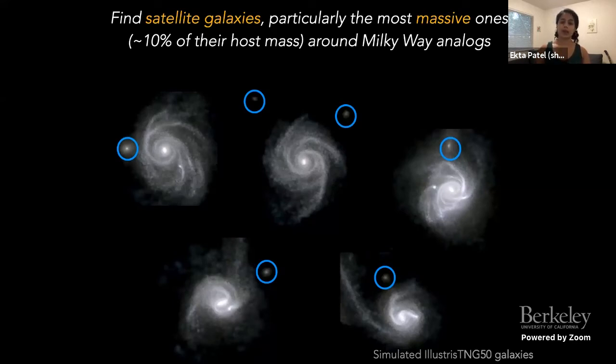And again, to remind you what I mean by a massive satellite, I'm talking about satellite galaxies that are about 10% the mass of their host galaxies. And so I've just circled some examples of what this looks like in these images. In the images, they look quite faint, but nevertheless, we are able to identify these massive satellite galaxies. And so when we do that, we find something like 500 systems of a Milky Way-like galaxy and a massive satellite or multiple massive satellites orbiting around that Milky Way.